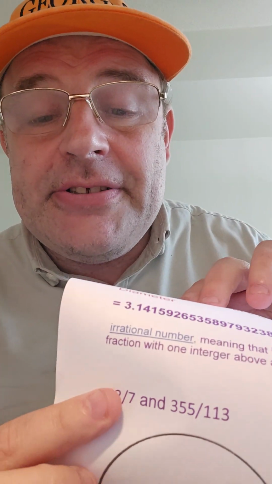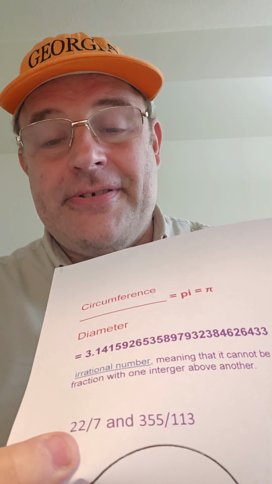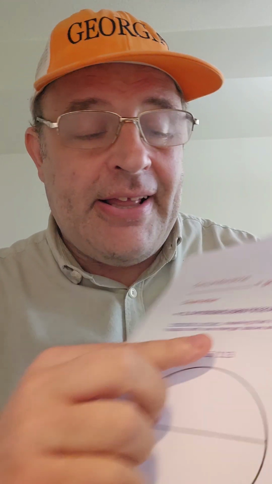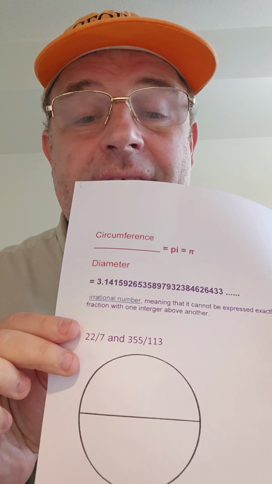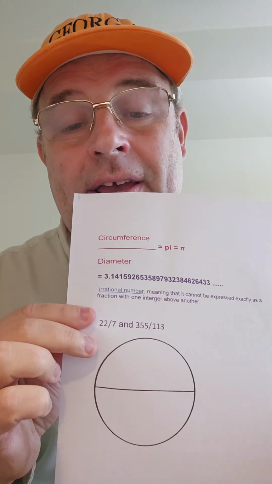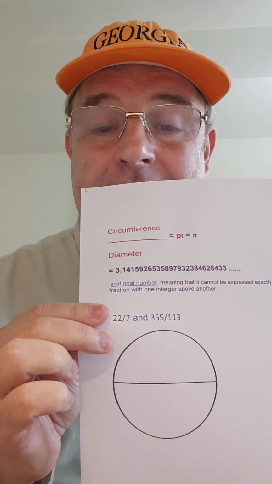There's two fractions. 22/7 is a reasonable estimate. It's not exactly pi. And 355/113 is a more accurate estimate. It's not exact, but it's more accurate.